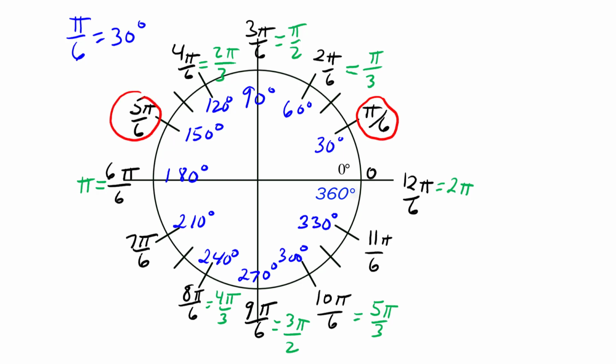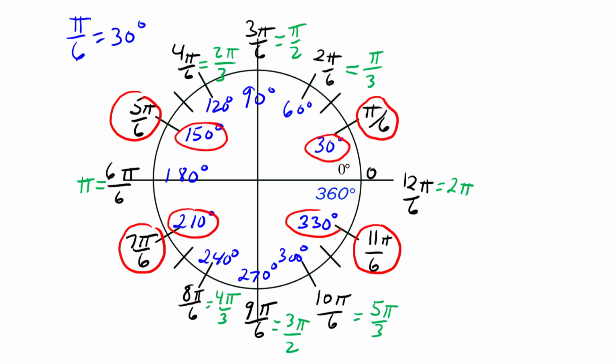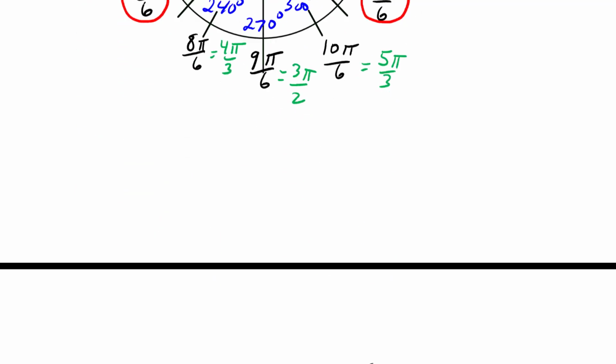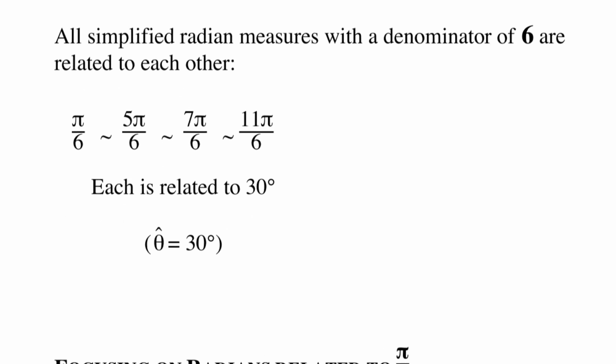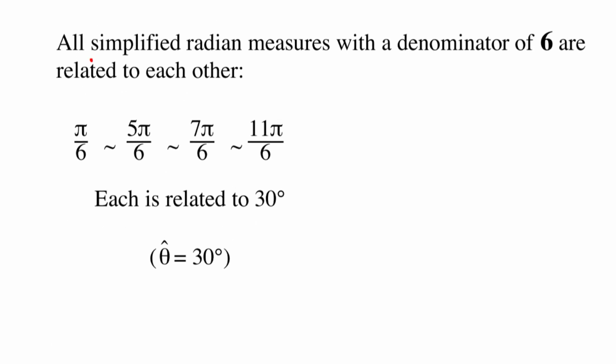But I'm going to circle the ones that did not simplify at all. And you'll notice something about their locations. They are located at the 30-degree related angles, where theta hat is 30 degrees. That means that all of these radian measures are equivalent or related to each other. Pi over 6, 5 pi over 6, 7 pi over 6, and 11 pi over 6.